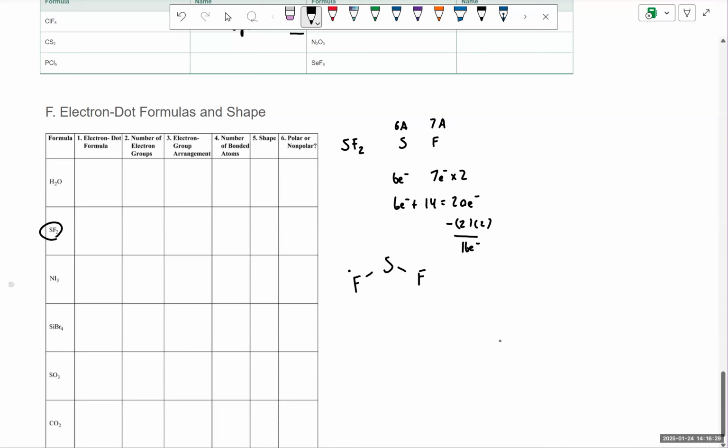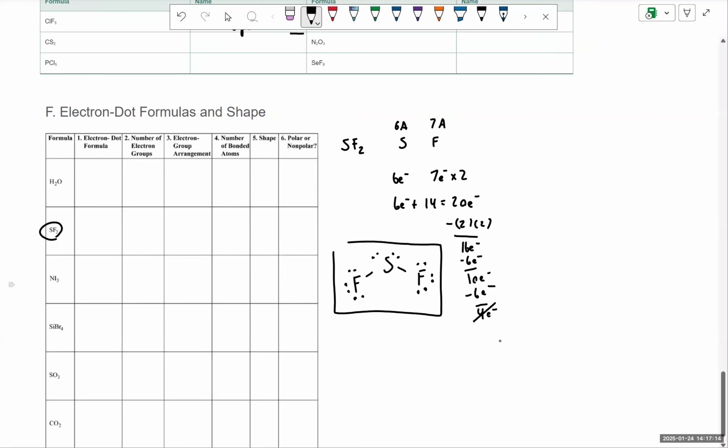From here, we're going to place valence electrons on the outermost atoms until they have a complete octet. 2, 4, 6, 8. 8 electrons in total. We've used up 6 electrons. We have 10 electrons remaining. We repeat that process for the second fluorine. So that's 6 electrons again. We have 4 electrons remaining. Sulfur has an incomplete octet, so we add 4 electrons to sulfur. We've run out of electrons, but as you can see, fluorine has a complete octet, sulfur has a complete octet, fluorine has a complete octet. Wonderful. So we have the full electron dot formula.